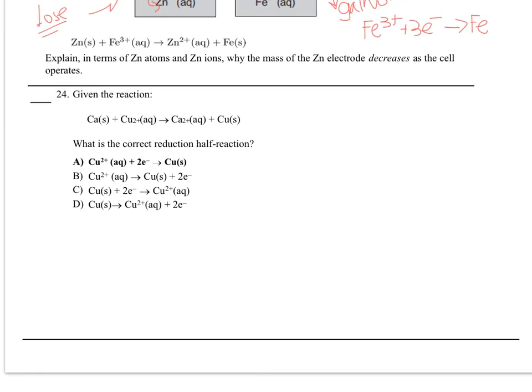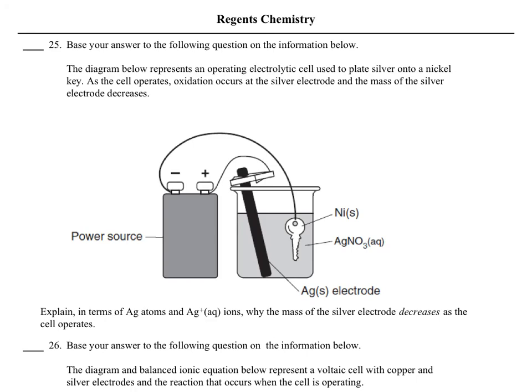24. What is the correct reduction half reaction that is occurring? I'm actually going to have you cross off this question. No worries. I bet you guys can do it anyway. All right, next one, 25.